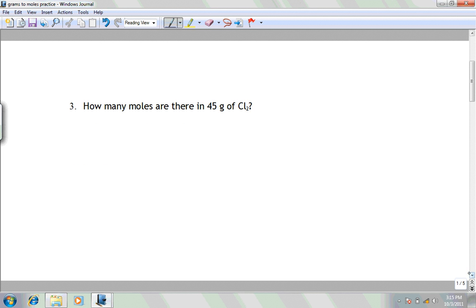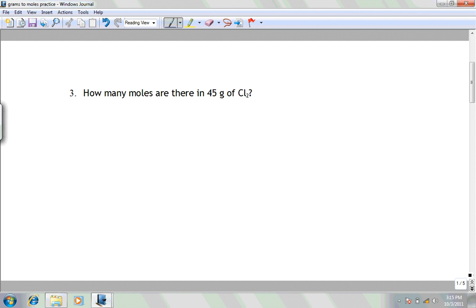The last one I'm going to do for this video is number 3. I'm only going to do 3 at a time, so that way that gives you time to try them on your own before you come back. We're looking for moles. Notice grams here. That grams automatically tells you need the molar mass of whatever compound that is. So we're looking at chlorine. There's 2 of them here, so we're going to multiply that by 2.